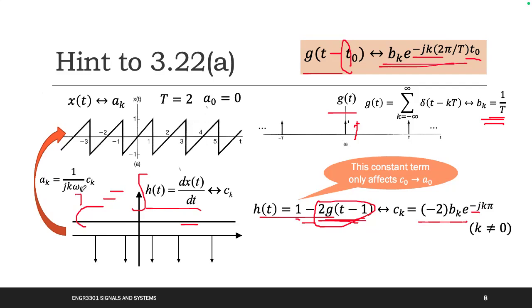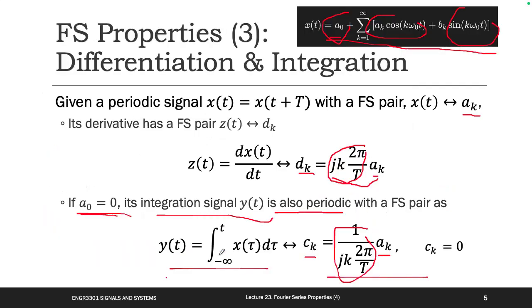So for now we have the c_k, am I right? If we want to find a_k, we should use the integration, am I right? That makes sense to you, because after integration, the c_k becomes a_k. Which means we need to multiply this part to the c_k. That makes sense to you?